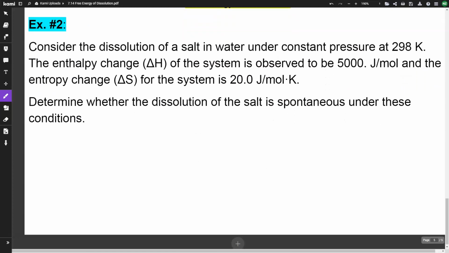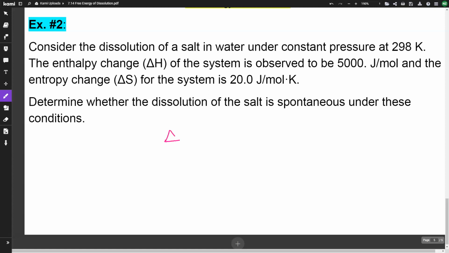All right, let's look at number 2. Number 2 says, consider the dissolution of a salt in water under constant pressure at 298 Kelvin. The enthalpy change of the system is observed to be 5,000 joules per mole, and the entropy change for the system is 20 joules per mole Kelvin. Determine whether the dissolution of the salt is spontaneous under these conditions.